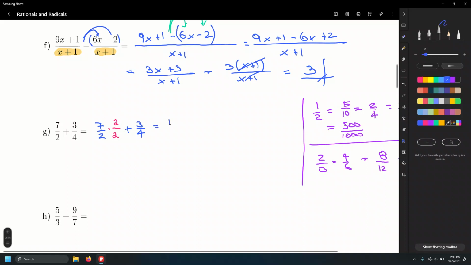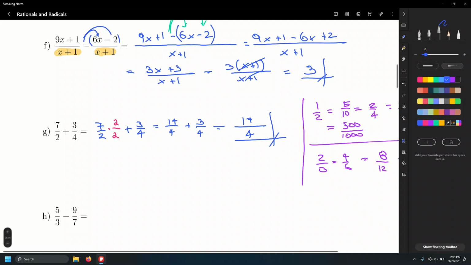Okay? Here we multiply across. 7 times 2, that equals 14. 2 times 2 equals 4, plus 3 over 4. And now we can combine the 4's together. Not 4 plus 4, just bring down the 4. 14 plus 3, that's a 17. And that's 17 fourths. All right?